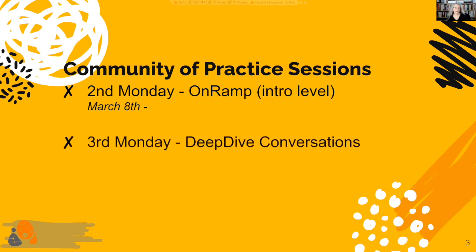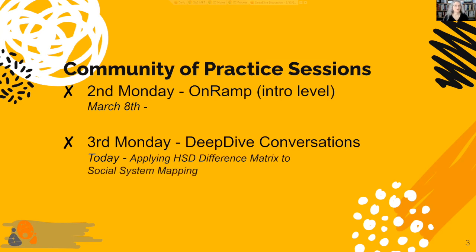And then today is the second monthly session, which is our deep dive conversation. This is definitely open to people who aren't familiar with social system mapping, but it's not an introductory session. We don't always have a map to look at, but we dig into some topic that has been emerging in the conversation of the overall network. Today, we're going to be applying the HSD, which is Human Systems Dynamics Difference Matrix, to social system mapping.